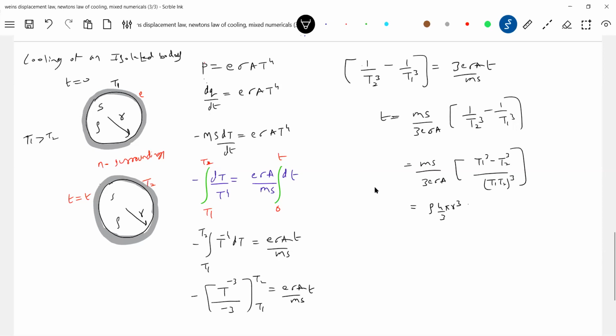S is the specific heat. 3 E sigma. What is A? Surface area, 4 pi r square. Okay, 4 pi r square I'll eliminate. So therefore, what do I end up with? Rho S r by 9 E sigma.